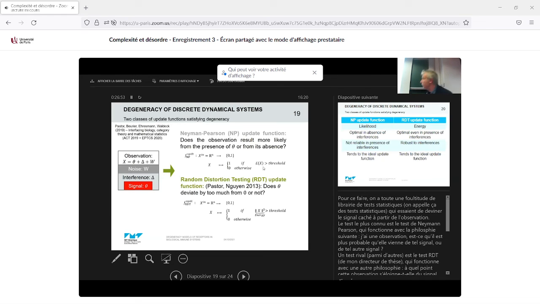And the expression of this update function is this one. And here you find energy again. You compare the energy, which is quite natural. In fact, that's something you would do naturally. You compare the energy to a threshold. If the energy is big enough, you go for state one. Otherwise, you go for state zero.